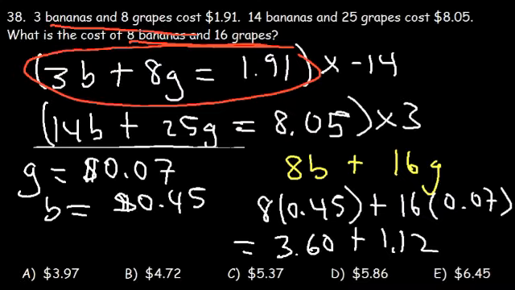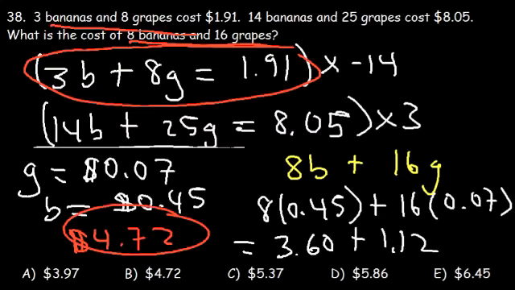So $1.12 plus $3.60, that is equal to a total value of $4.72. So that's the cost of 8 bananas and 16 grapes, which is between the cost of 3 bananas, 8 grapes, and 14 bananas, 25 grapes. So B is the right answer.